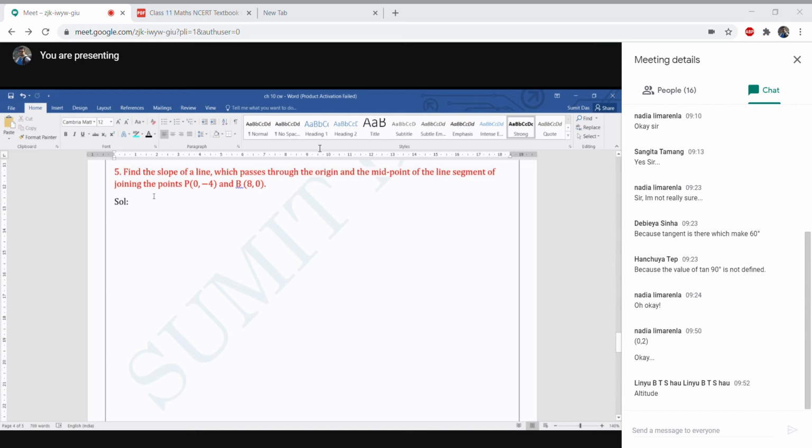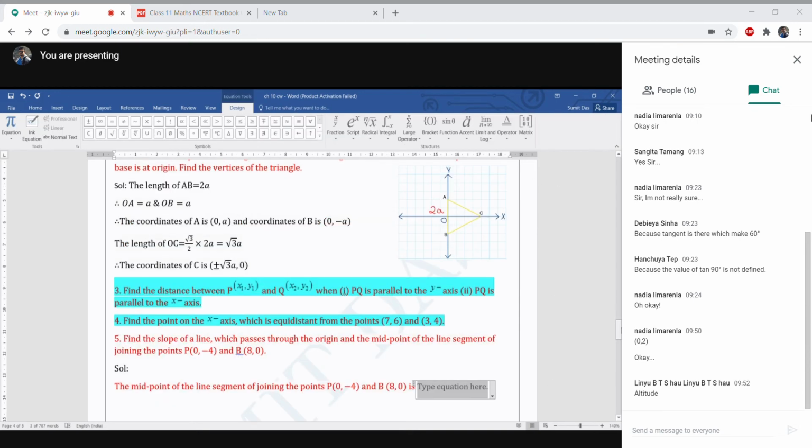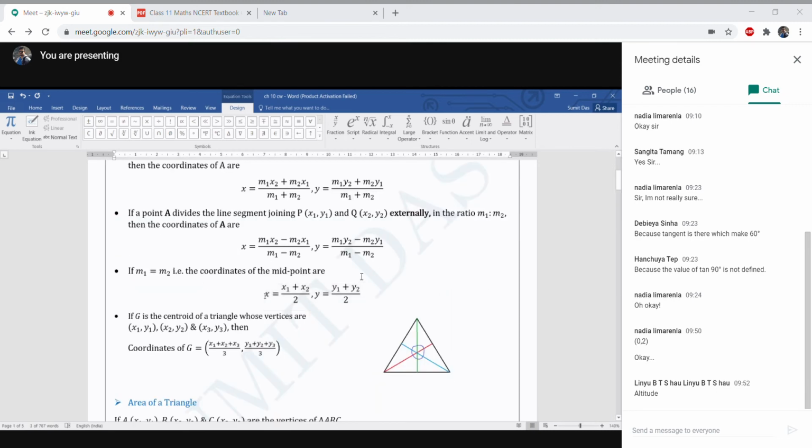So what do you have to find? We have to find first the midpoint of this line. Okay. How to find the midpoint? Using the midpoint formula. The midpoint of the line segment joining P and B is, again I'm showing this one, midpoint formula. What is the midpoint formula? x1 plus x2 by 2 and y1 plus y2 by 2.